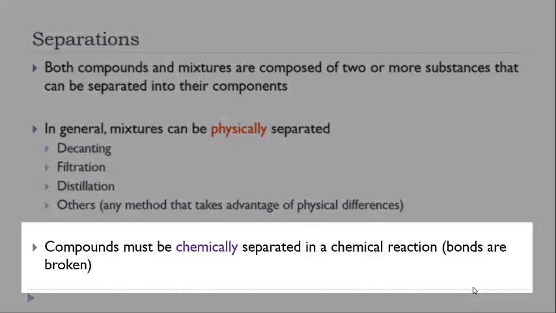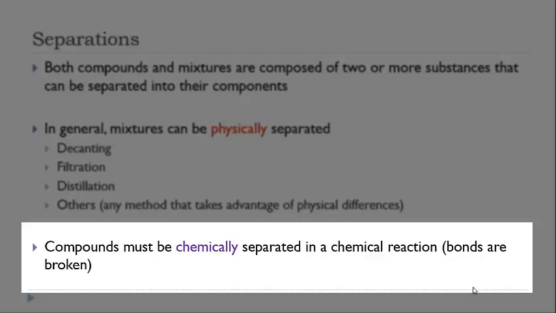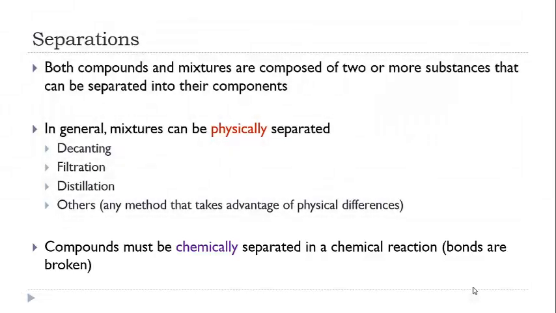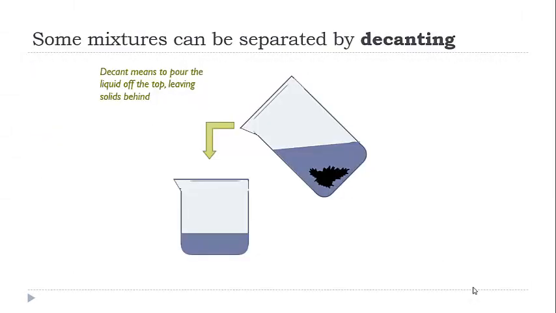Now, a compound, we have the components of a compound chemically bonded together, so therefore you have to have a chemical reaction in order to separate them. Let's look at a few examples here. When you decant something, what you're doing is you're pouring the liquid off the top, leaving solids behind. And we're often going to be doing this in lab. It's a fast and easy way of separating as long as the solid stays in the bottom.